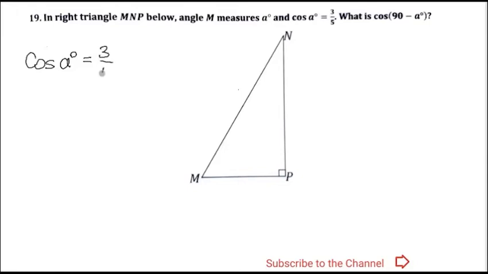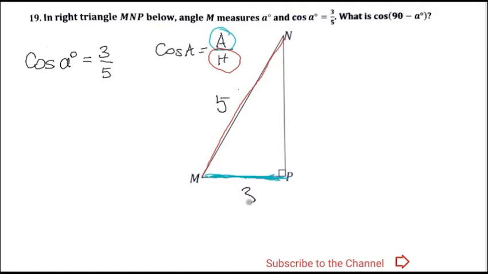So 3 over 5, remember the cos of any angle is the adjacent over the hypotenuse. So the adjacent is the one on the baseline next to the angle because it's adjacent, and the hypotenuse then is the opposite the right angle. Okay, so let's put those in. So we have 5 is the longest side, the hypotenuse, and 3 the adjacent.